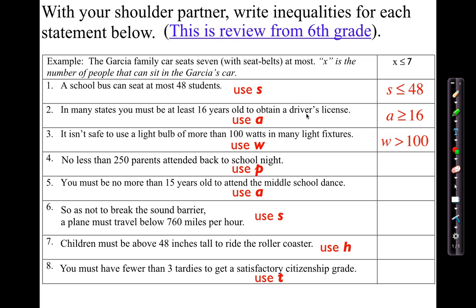Number 4, it says no less than 250 parents attended back to school night. I think this one's one of the trickiest ones because some of you may look at this and automatically see less than and want to use the less than symbol. But it says no less than, which means it's going to be 250 or greater. So because of those reasons, I'm actually going to use the greater than symbol and equal to. So we're going to say P is greater than or equal to 250.